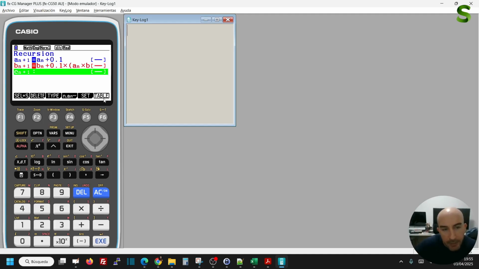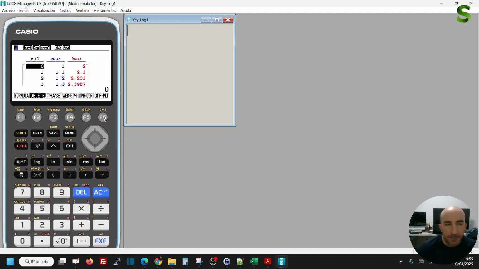And I'm going to go now to the table, which is F6. And here I get all the values, as you see, up until 1.5. Okay? So the first one, 0, is always going to be the starting values. And then as you see, 1.1, 1.2, 1.3. And for 1.5, I get a y of 2.876031104, which in 3 significant figures would be 2.88.